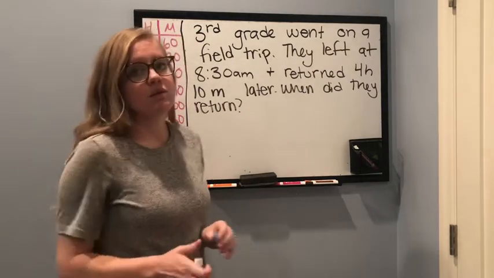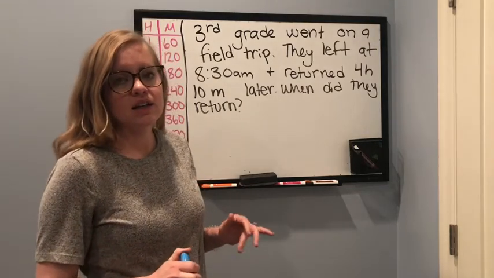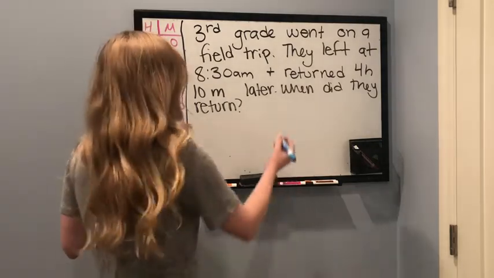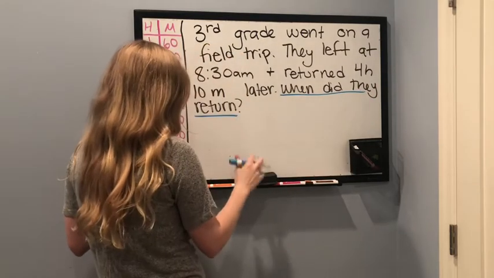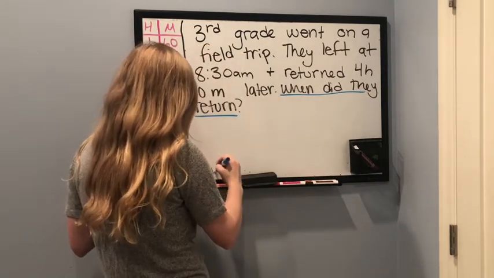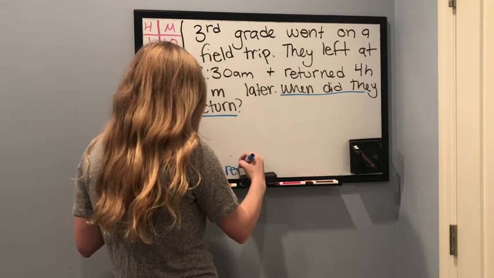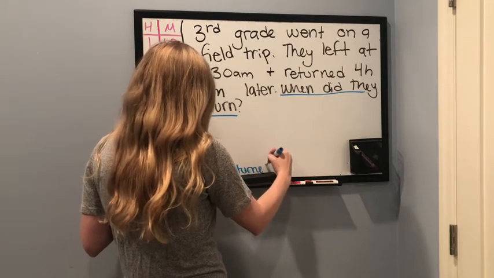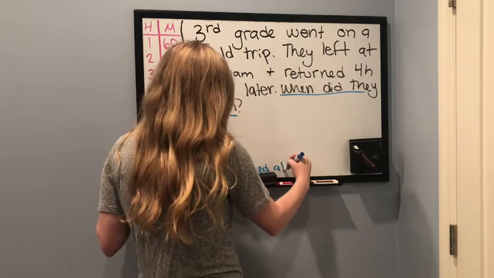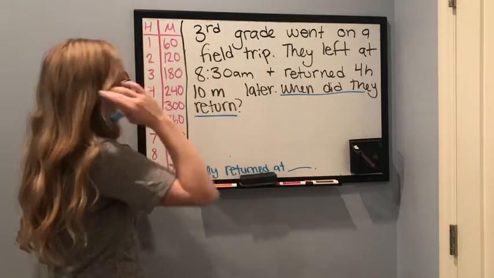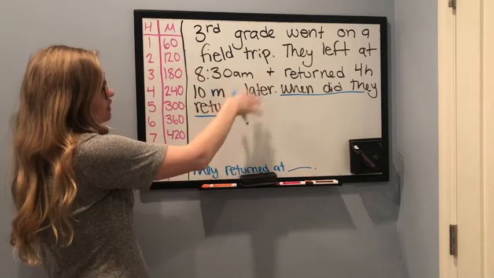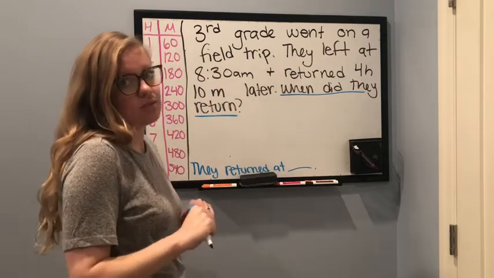So, like what we do in any word problem, we're going to underline the question. When did they return? And then we're going to write our answer sentence. They returned at blank. Okay? So, we want to go from 8:30 a.m. We're going to add 4 hours and 10 minutes.